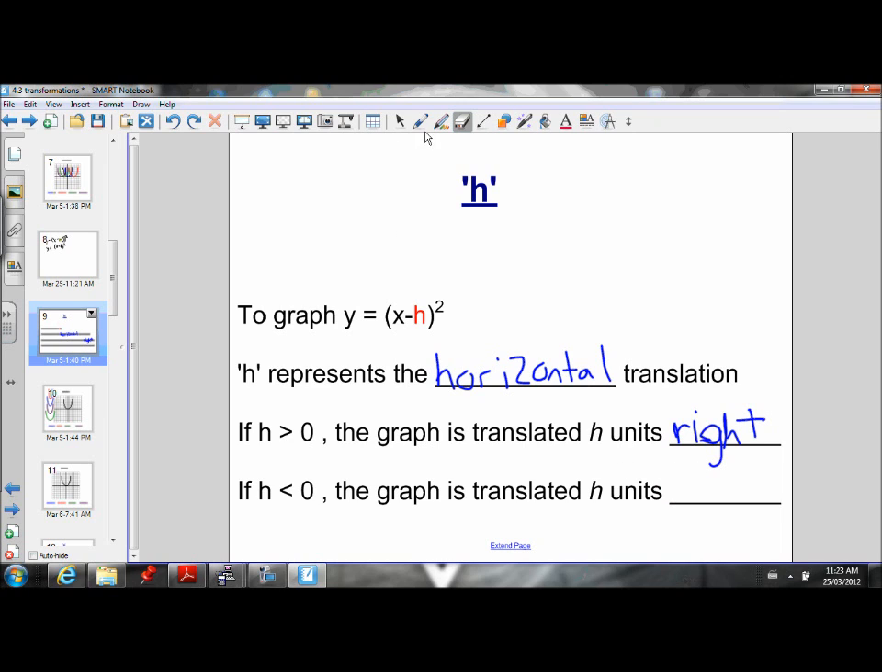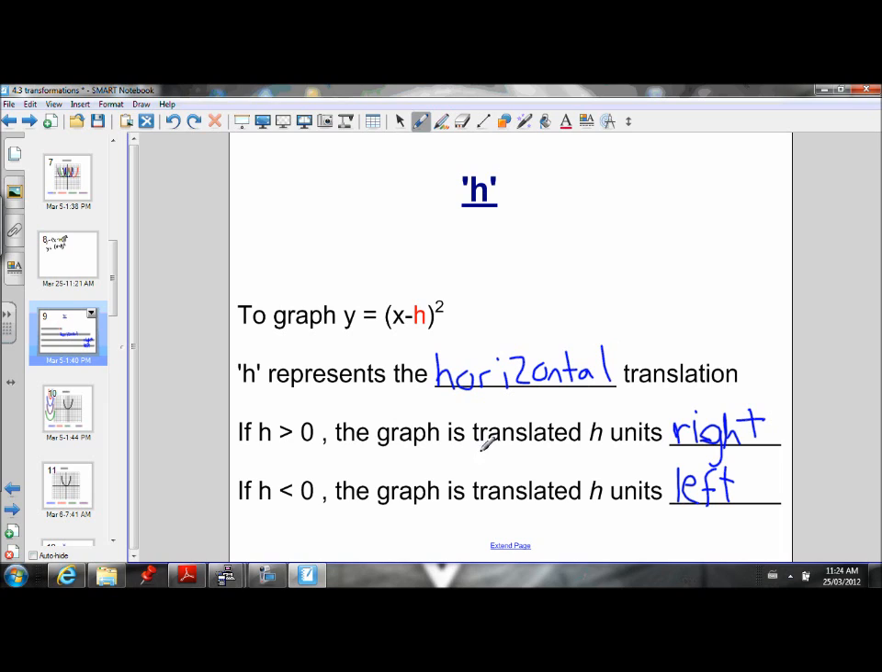So if you need clarification on this, please rewind the video and go through what I've just said again. And if you need further clarification, leave some comments, message me, and we can go over it again. Okay, so just to summarize what h does, h is the horizontal. You can remember that by, h is the first letter in horizontal.